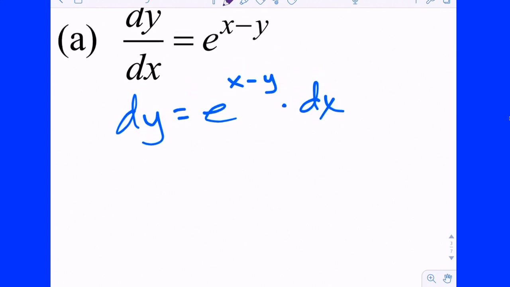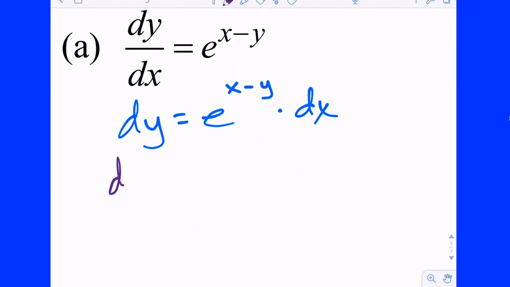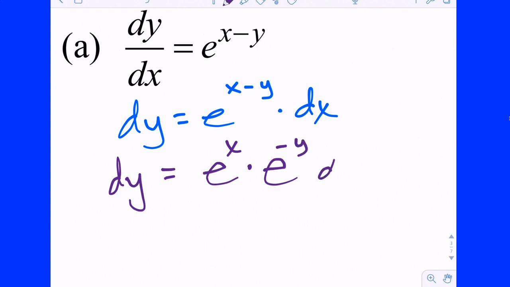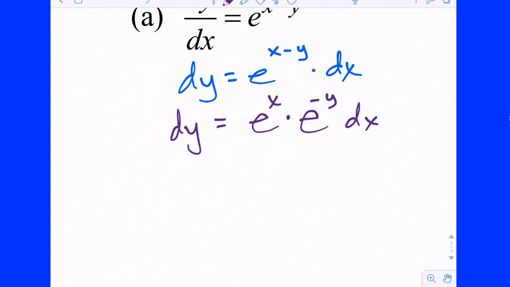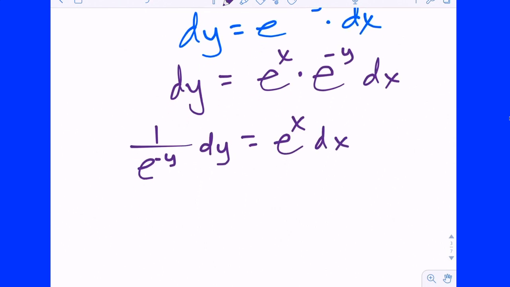But the technique's a little bit easier. It's what we did yesterday. You could split it up, right? E to the x times e to the negative y. And that makes it now a factor that has y in it, and now you can just divide both sides by that factor, and you get 1 over e to the negative y dy equals e to the x dx. Now that is the separation you're looking for.